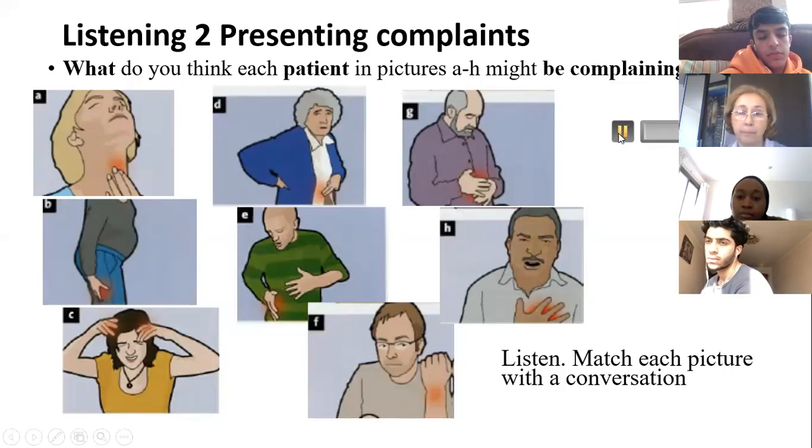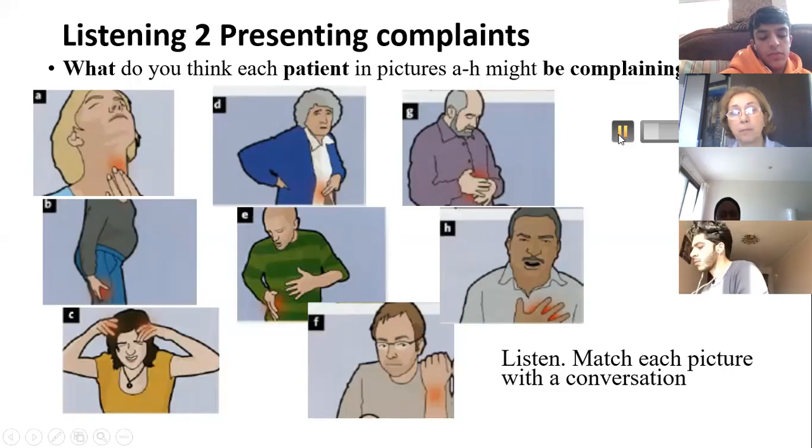Listening to Exercise 2. 1. What's brought you here? My wrist is throbbing since I fell in the street. So which picture is it? F. F, right.